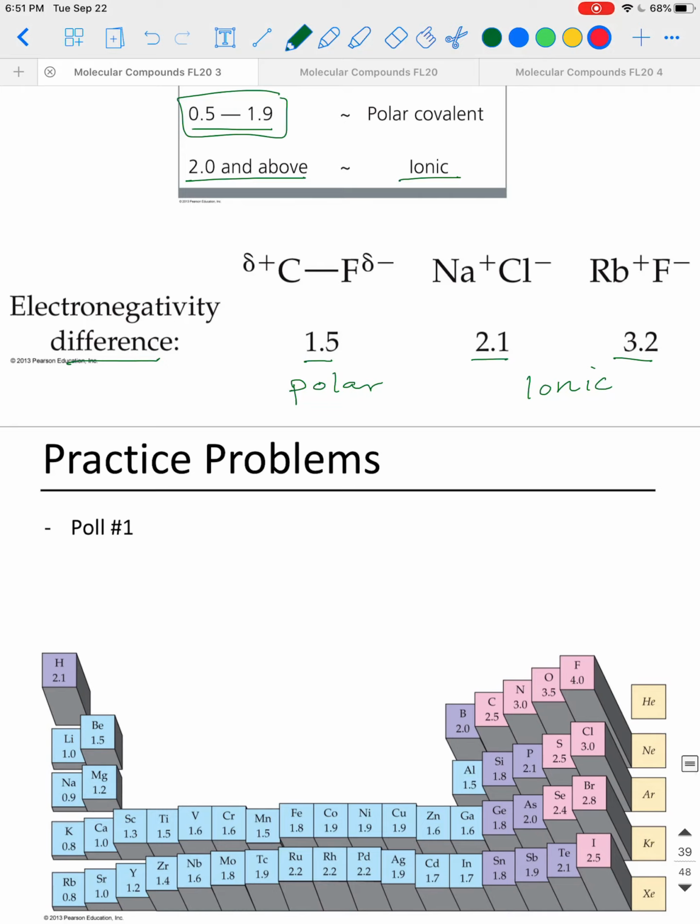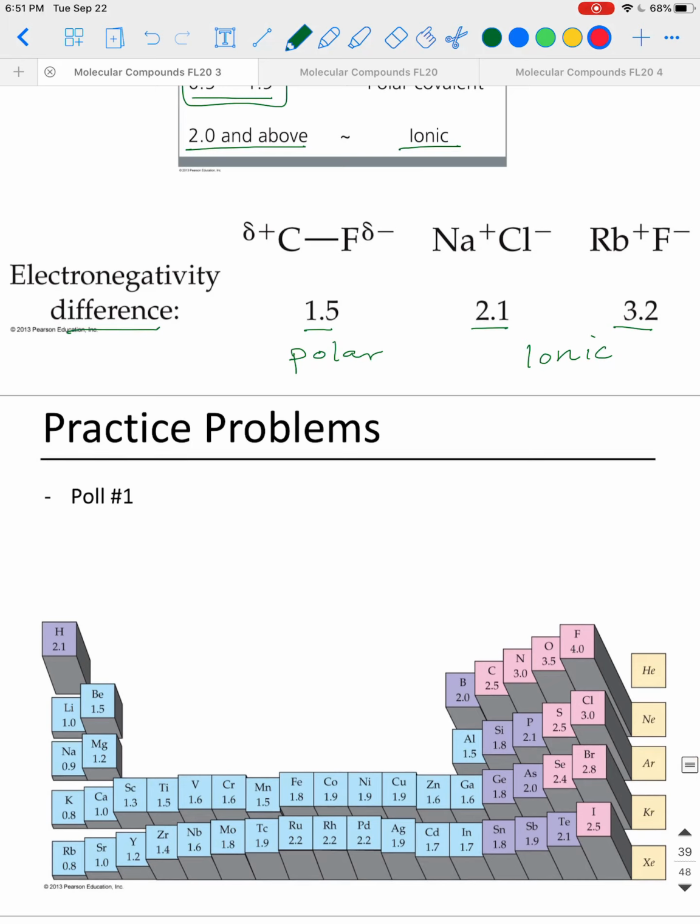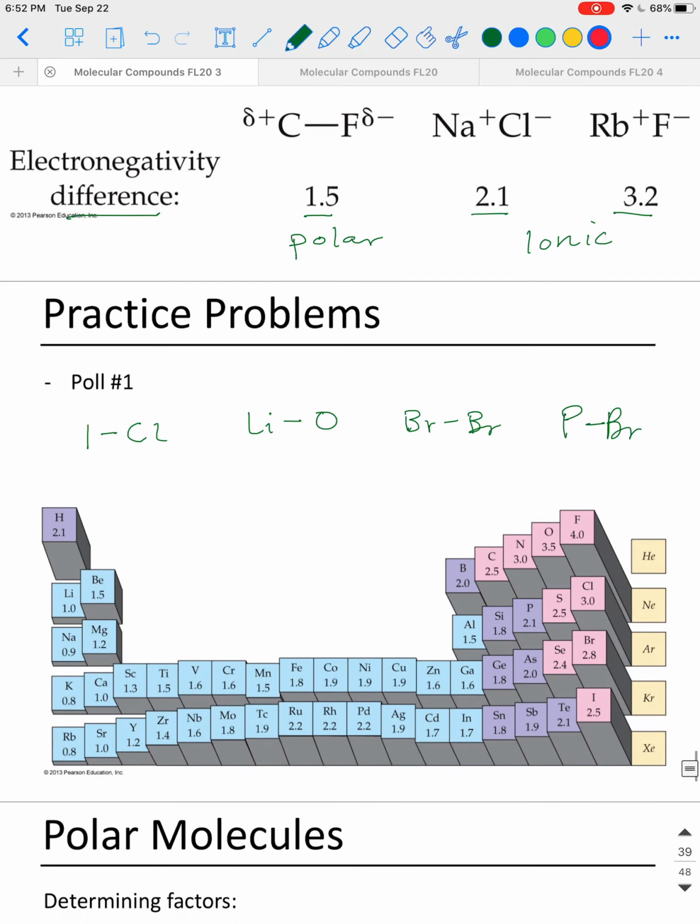Okay, I actually had a poll. We're almost done talking about polar bonds. I wanted you to classify these particular bonds as either polar or nonpolar. So I still want you to do this. If you have a bond between iodine and chlorine, okay, that was the first one. Is this polar or nonpolar? I'm going to go ahead and write out the others, and then we'll look at these. A bond between lithium and oxygen. That was another one. A bond between bromine and bromine. And then a bond between phosphorus and bromine. All right? So we're going to calculate electronegativity difference and then classify it as nonpolar, polar, or ionic.